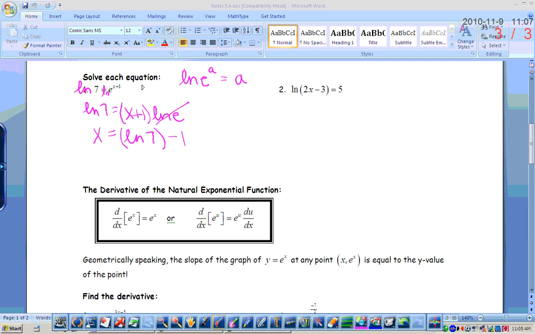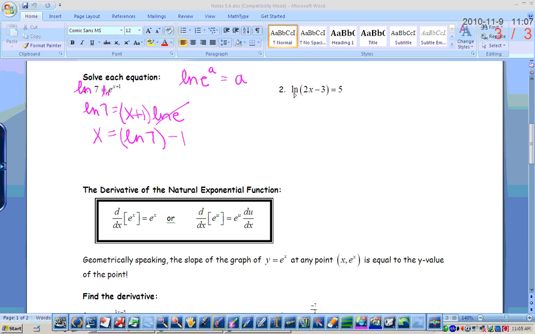Yeah. I'm not really going to test you over this. This is just a review of isolating an x if you need to. But this would be considered an exact value, and I think that's even easier to deal with than using your calculator. All right, number 2.